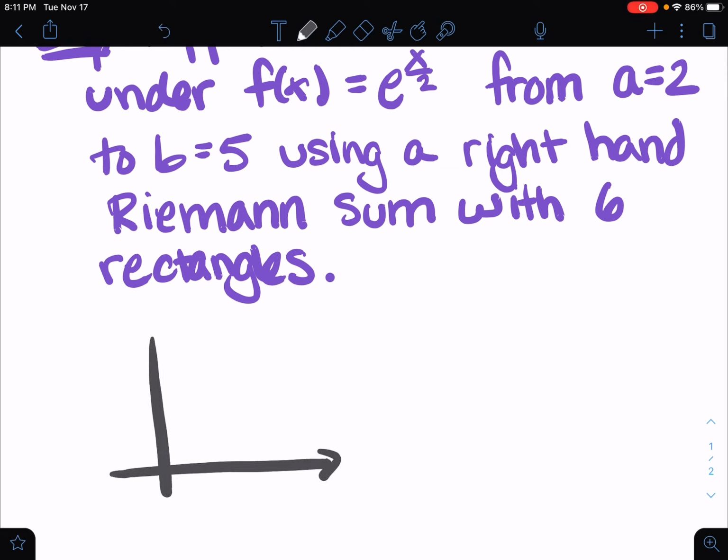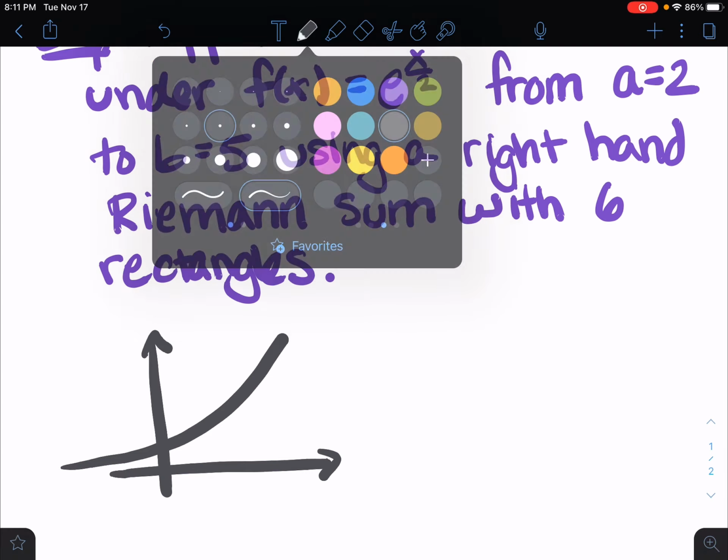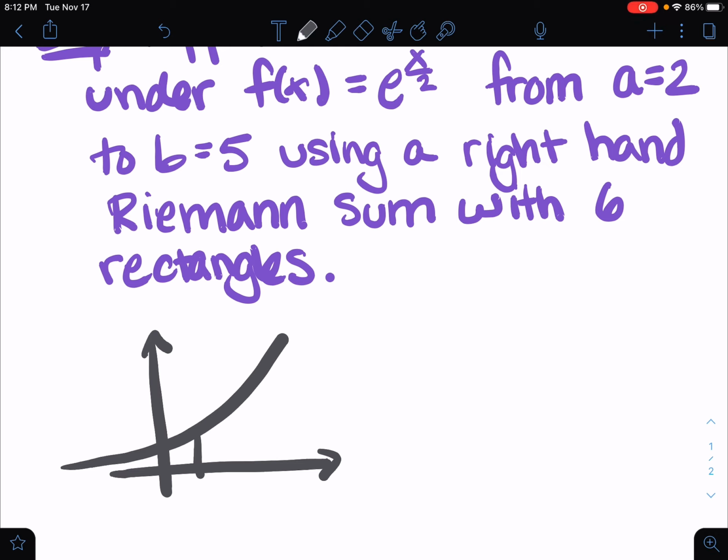which is going to look something like that, some kind of exponential growth. And we want to go from a equals 2 to b equals 5. So we want to find or approximate this area here, and we're going to do it with rectangles.